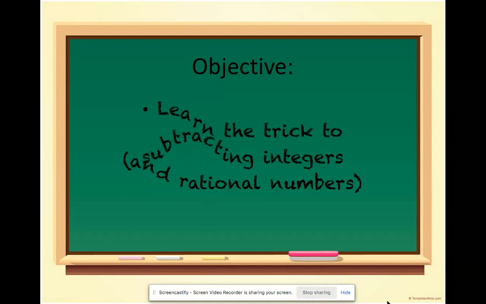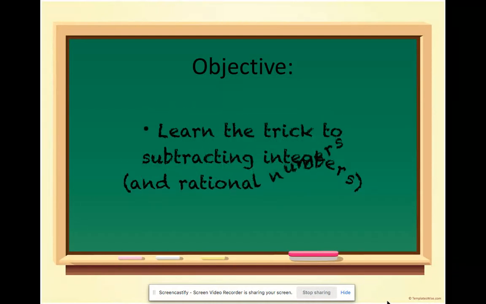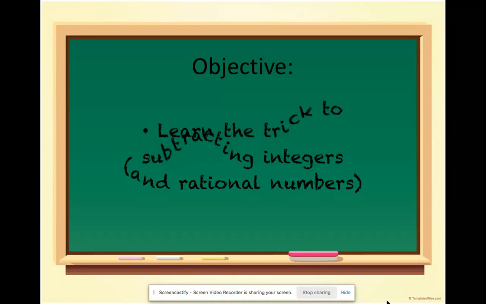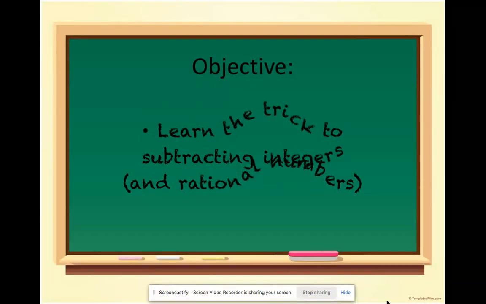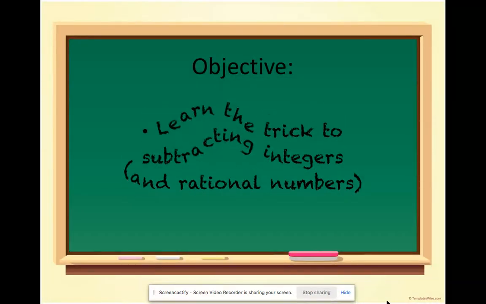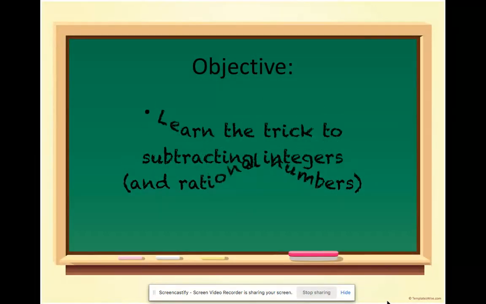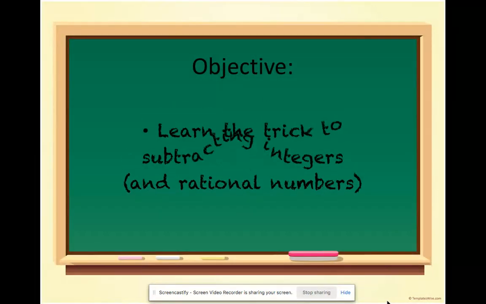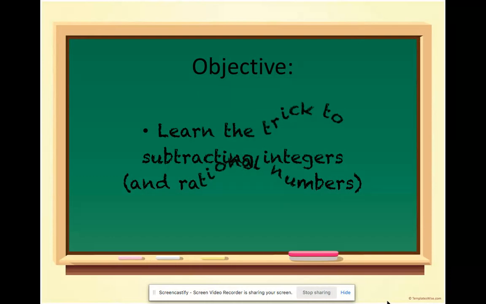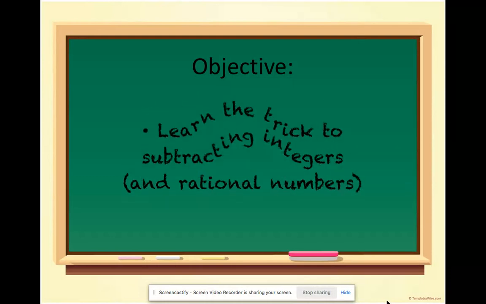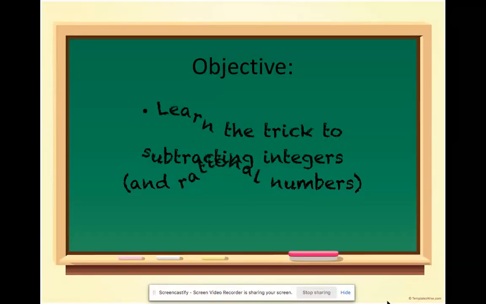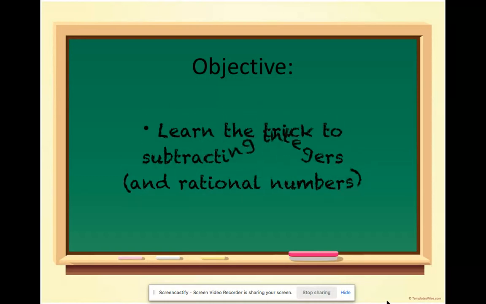Today's objective is to learn the trick or the steps that you would need to subtract integers, and we can apply this to rational numbers. Remember what rational numbers are, Kellen? Yeah. What are rational numbers? Fractions. Oh, good. Yes, fractions and or.